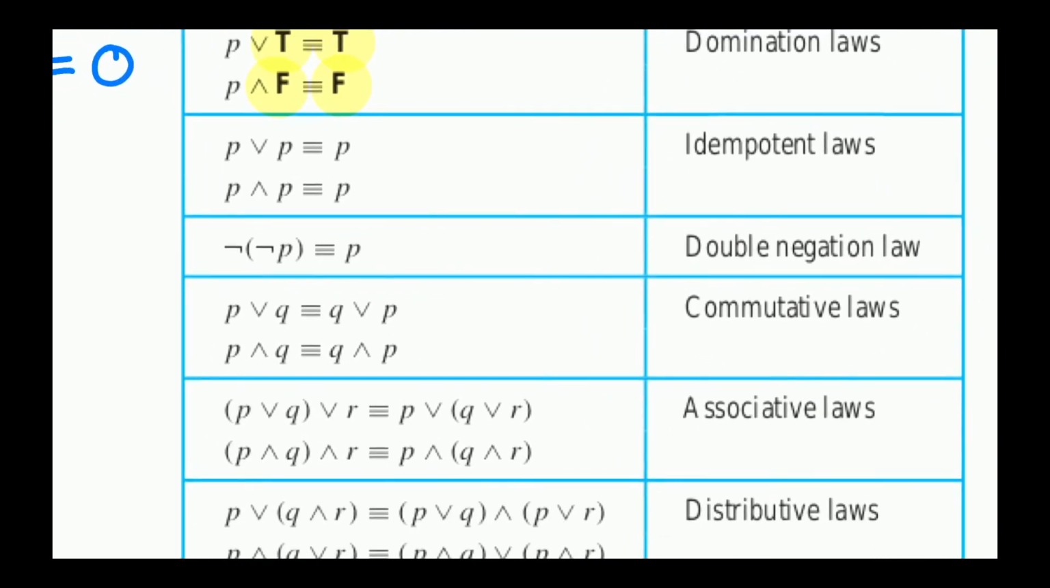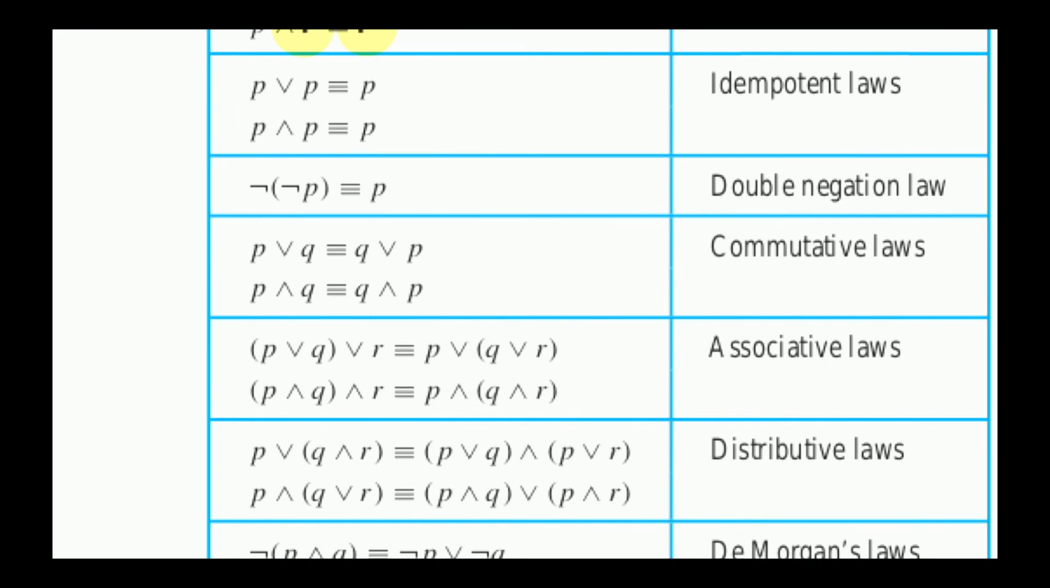Double negation. That probably makes sense, because remember what negation does? Negation just flips truths to falses. So if you change the truths to falses and then you change the falses back to truths, then you're going to get back to where you start. So double negation gets you back to where you start.